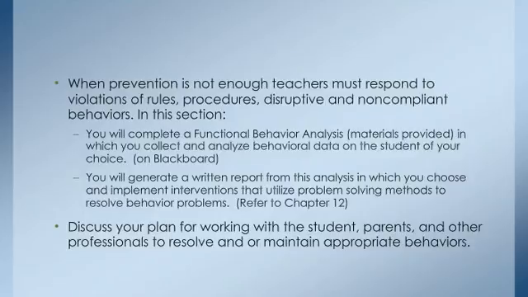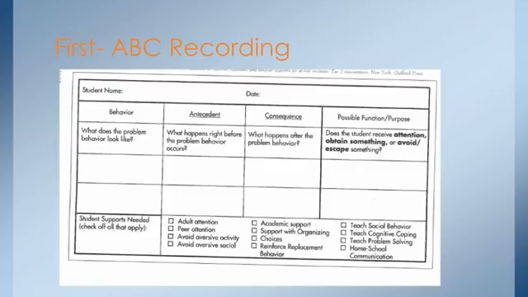So I'm going to go over the components of B5 and the actual information that I've put on Blackboard. So first you're going to do an ABC recording activity. A stands for antecedent, B is behavior, and C is consequence. We went through this when we did our FBA lecture.